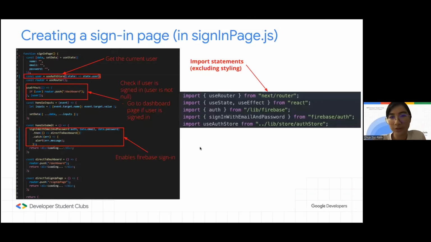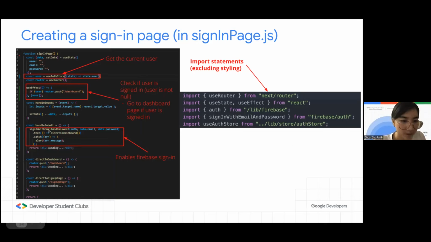Okay, so now what are we going to do? We're going to create a sign-in page. How do we create a sign-in page? The first thing you need to do is get the current user. How are you going to get the current user? Of course, you can call this method useAuthStore. If you look at the import here, it is from the authStore, which should already be written for you. And then this useEffect here will immediately direct the user to the dashboard page if the user is signed in. If the user is not, then this will not happen.